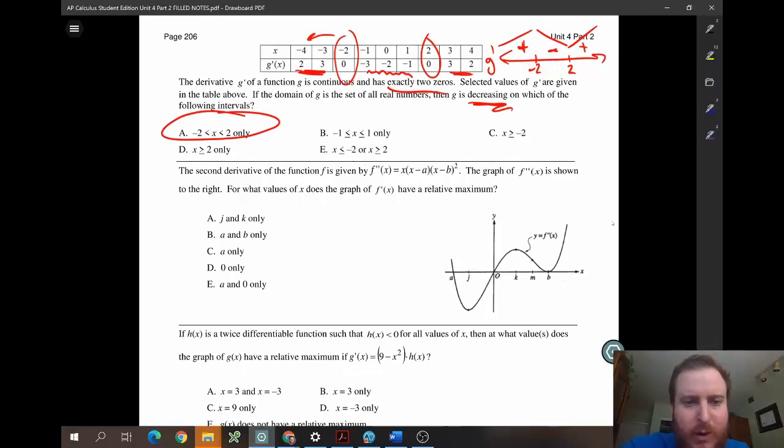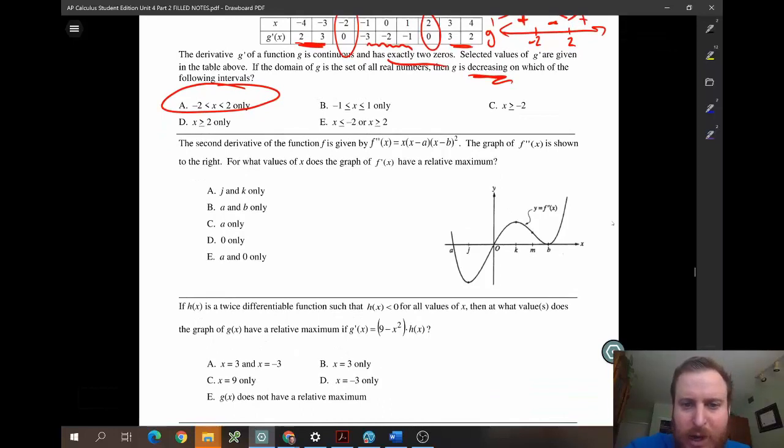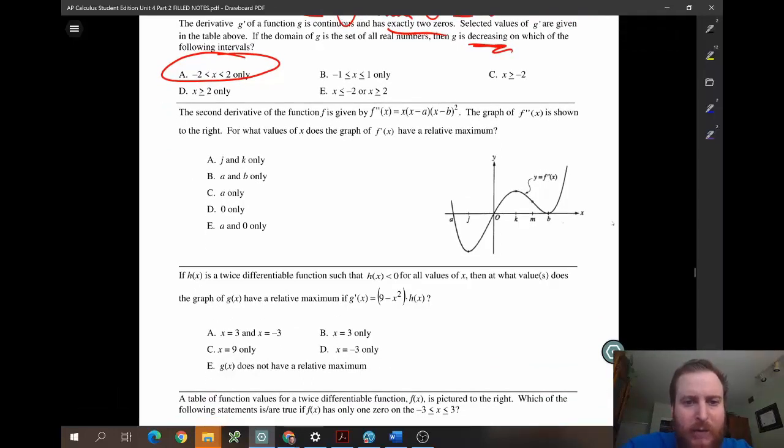Okay. The second derivative of a function is given by f double prime of x equals x times (x minus a) times (x minus b) squared. The graph is shown on the right. For what value of x does the graph have a relative maximum? This question is pretty tricky.